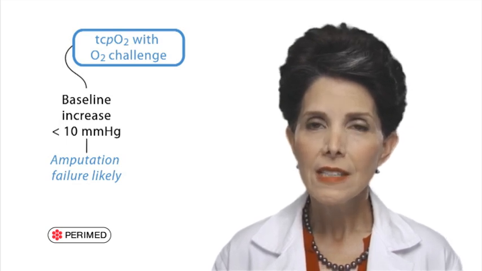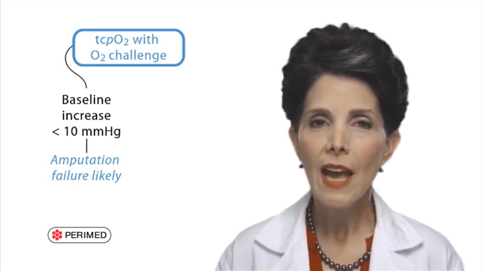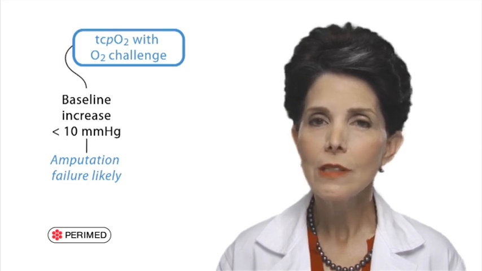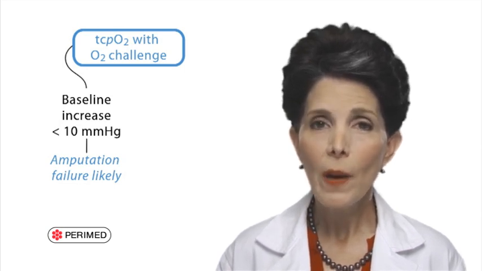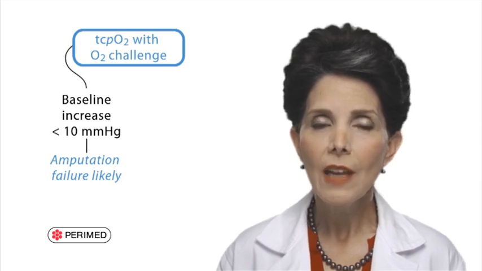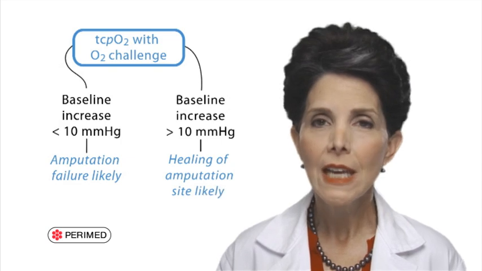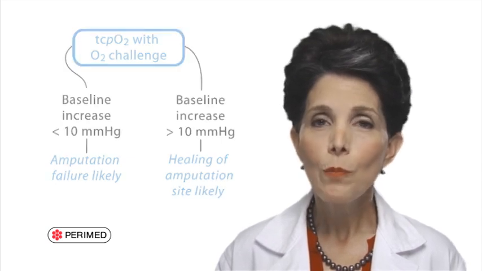In fact, this test is at least 68% accurate in predicting failure of healing after an amputation in patients for whom revascularization is not possible. So if possible, recommend amputation at a level where the oxygen challenge increase is greater than 10 millimeters of mercury. But remember that an increase of 10 millimeters of mercury represents a really poor oxygen response and confirms that the patient has severe vascular disease.